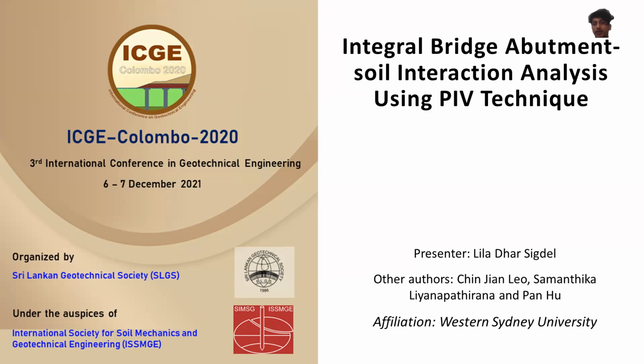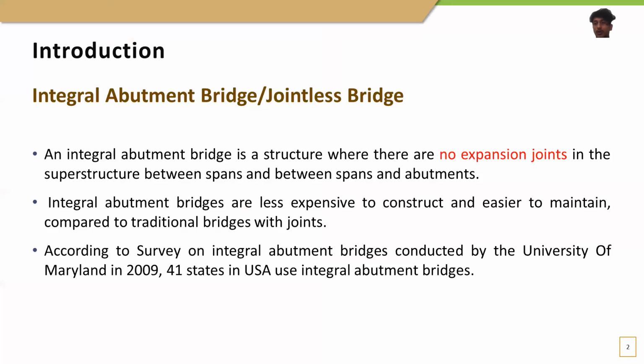Today I'm going to present about integral bridge abutment soil interaction analysis using the PIV technique. First of all, integral bridge abutments are also called jointless bridges. In the integral bridge abutment, there are no expansion joints in the superstructure between spans and between spans and abutment. Because of this structural configuration, integral abutment bridges are less expensive to construct and easier to maintain in comparison with the traditional bridges with expansion joints.